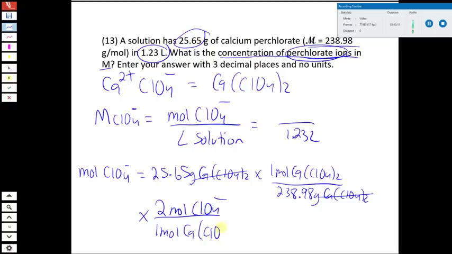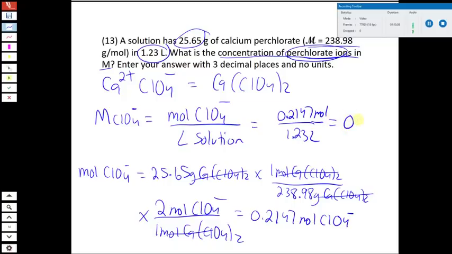Okay, so this last step here is relatively simple, but is one that's easy to forget, especially if you're not writing things out in full detail. So then what we end up with is 0.2147 moles of ClO4 minus. So we put that number up here, 0.2147 moles divided by 1.23 liters. That gives us a concentration in molarity of 0.175 molar, which we would enter as just the number in Blackboard as instructed.